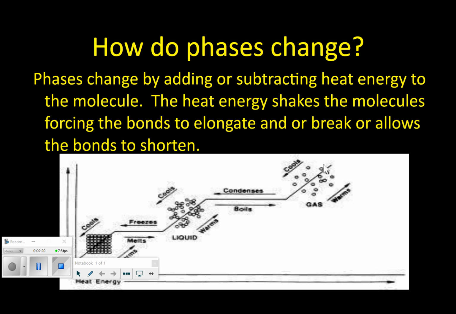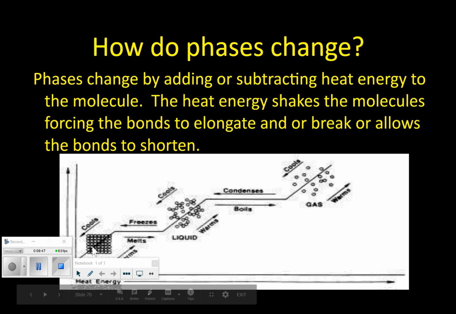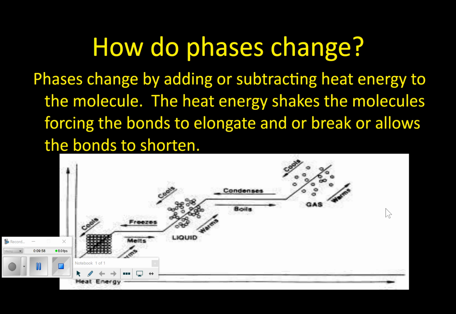Now, if I have a gas and I take out the heat energy, meaning I slow the molecules down, when I slow those molecules down, the bonds reattach together and become a liquid. If I continue to slow those vibrations down, those bonds form shorter, stronger bonds, and they become a solid again. So you subtract heat out or you add heat to change the phases. But again, that is still a physical property.